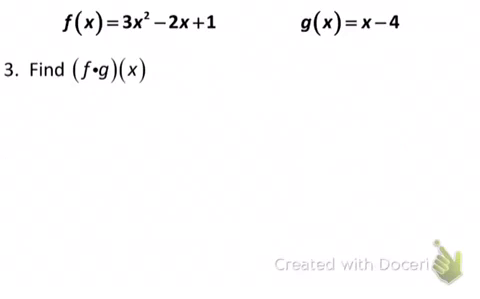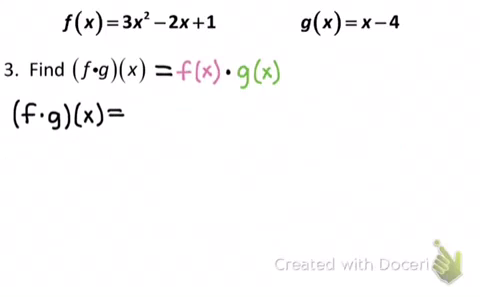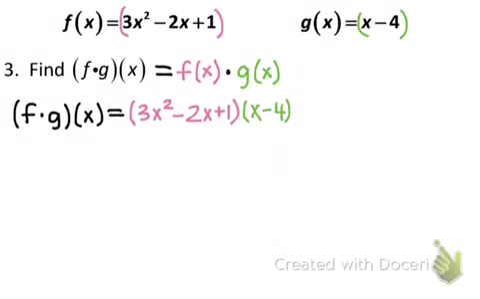In this third example, we're going to multiply (f · g)(x). So (f · g)(x) is the same thing as taking f(x) and multiplying it by the function g(x). So (f · g)(x) will first take our f(x) function, which is 3x² - 2x + 1, and multiply that by our function x - 4, which is g(x). Now we just need to distribute.